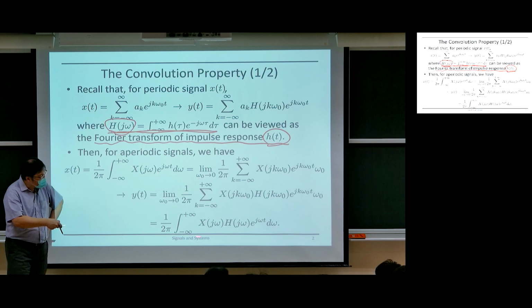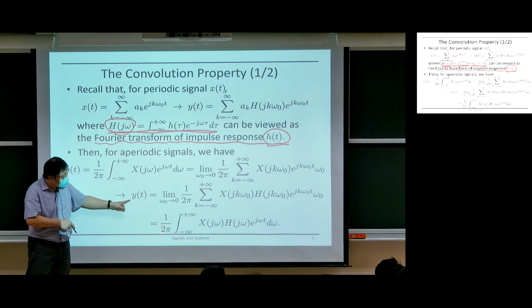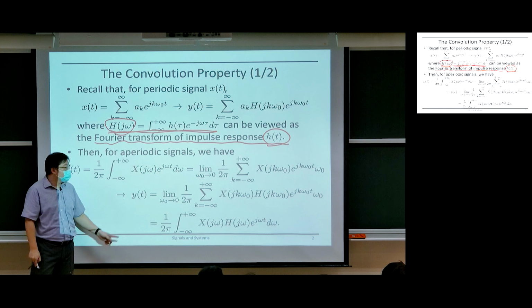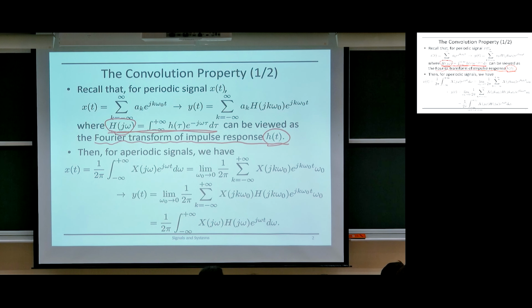Now, if you look at this, this is in the form of an inverse Fourier transform. So when you say y of t can be computed from this inverse Fourier transform formula, then this implies that x times h is the Fourier transform of y.